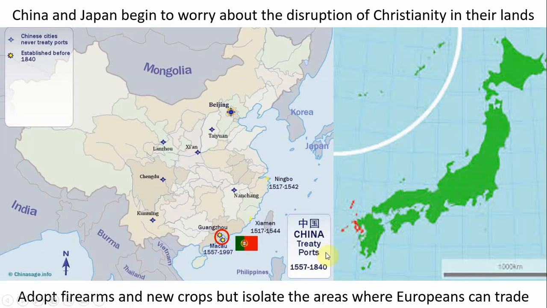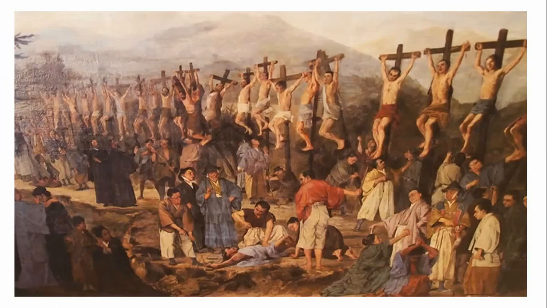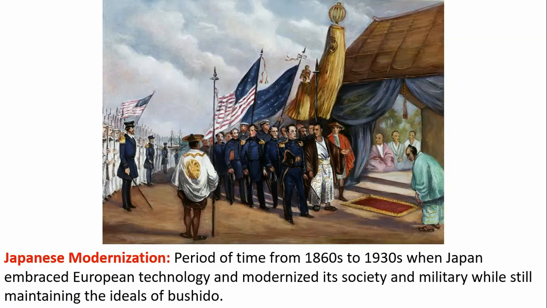Japan took some of their firearms and their new crops, but they isolated the areas where Europeans could trade. They didn't allow Japanese civilians to have interactions with them. They really tried to keep them out. So this started happening around 1600, and for the next 250, 260 years, that's what happened. They were stamping out Christianity wherever it spread. They didn't allow anyone to land.